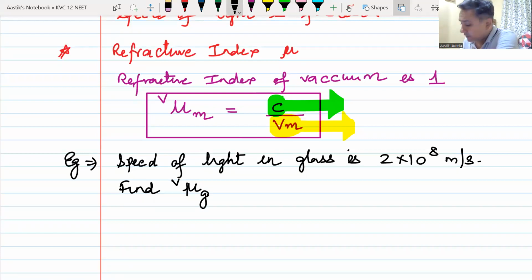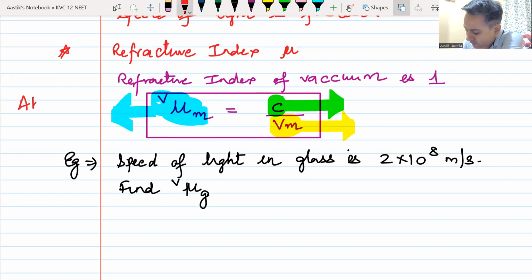Now, remember, whenever we find the refractive index of any medium with respect to vacuum, this term is sometimes known as absolute refractive index. When I say absolute refractive index, it means refractive index with respect to air or vacuum.